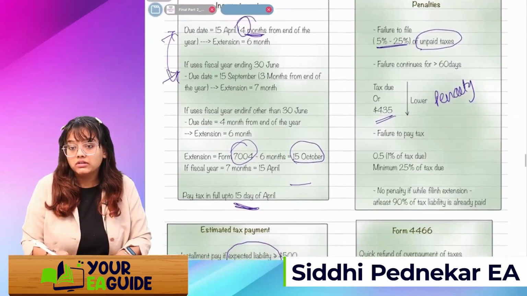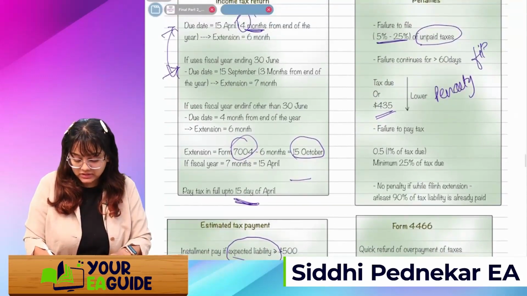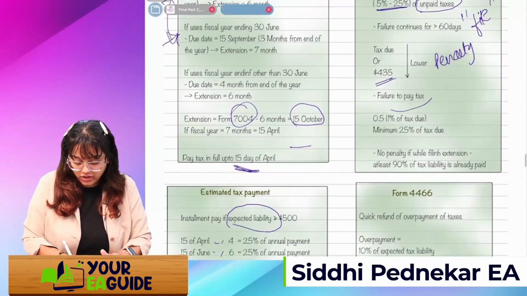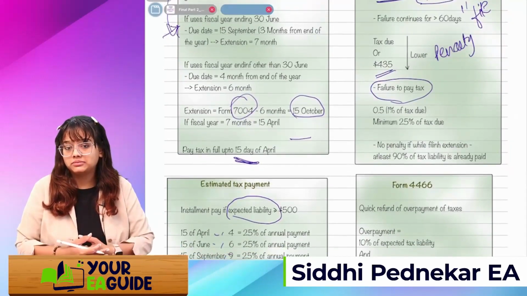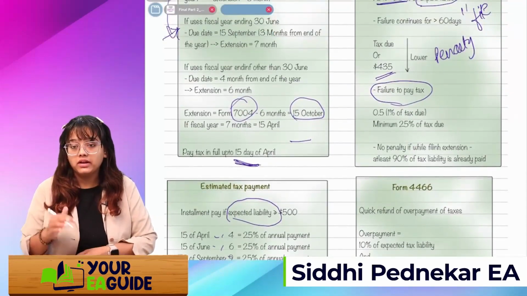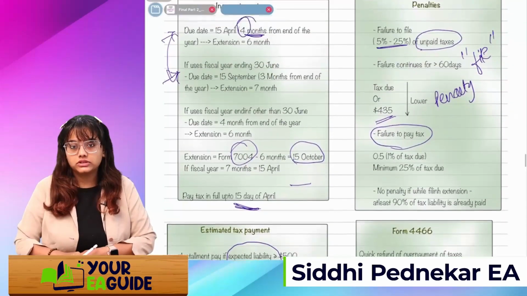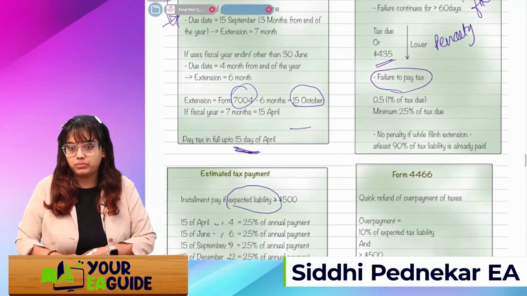Okay, failure to pay tax. This was failure to file. Now, what if I have filed the return but I have not paid the tax? Till what date should I pay the tax? It should be 15th of April, right? Or I can say the fourth month from the end of the year. So by 15th of April, I'll have to pay the taxes.